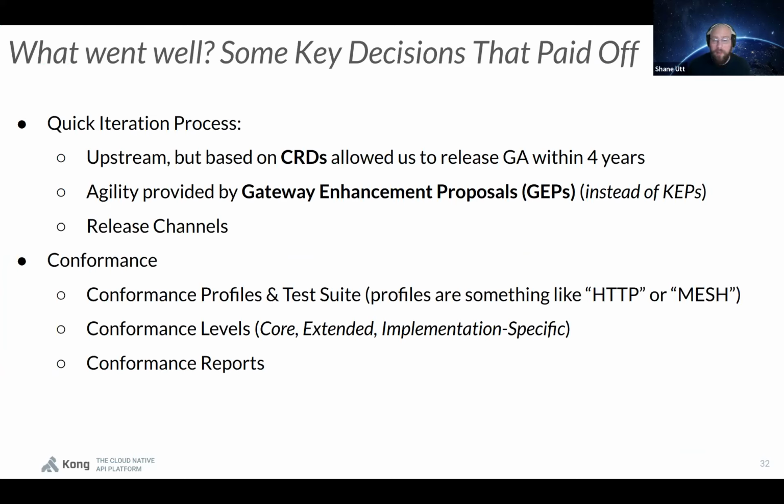So some of the things that really paid off, and we talked a little bit about these, but we did end up with a pretty decent iteration process, pretty quick, using CRDs instead of being in tree and having a GEP process instead of using the KEP process. I believe if we hadn't done these, we probably wouldn't have been able to release as GA in 4 years. It would have taken more time. These things made us very flexible and able to move.